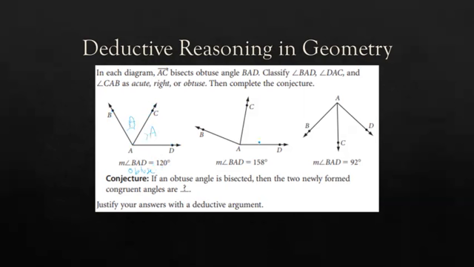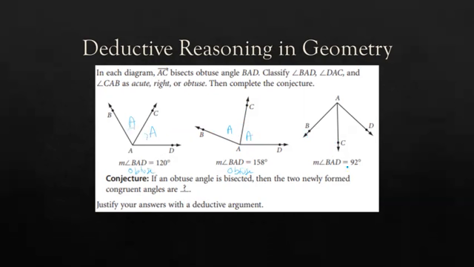All right, BAD, and this one is 158. It's definitely obtuse. And when I divide it, how are DAC and CAB? Well, they both look acute, though pretty close to 90. I bet that's not right, though. I don't see it being 90 degrees.